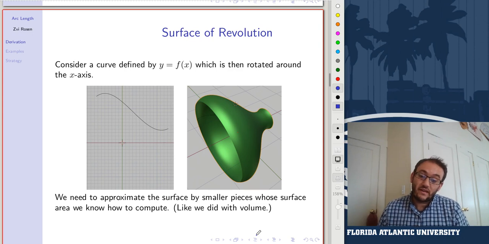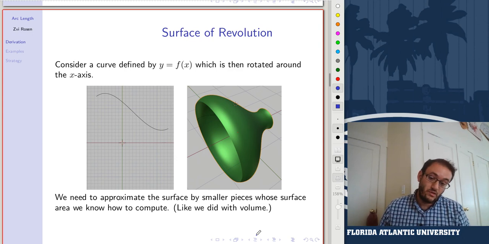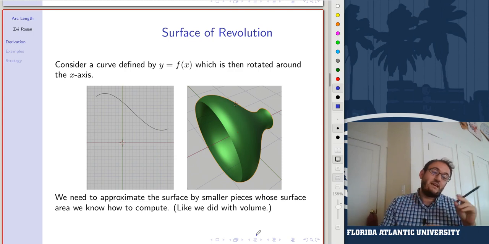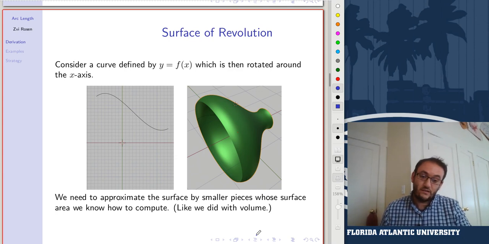We need to approximate the surface by smaller pieces whose surface area we know how to compute, like we did with volume. So this is a familiar strategy. You approximate with small pieces, and then you take the limit as those pieces become infinitesimal. And you'll eventually get an integral. But what pieces should we take?